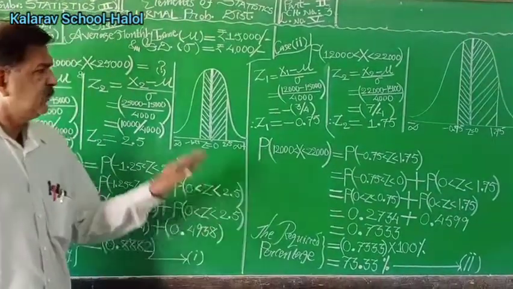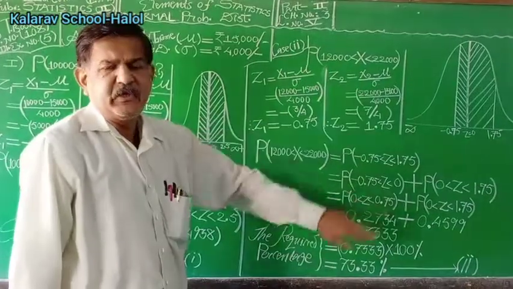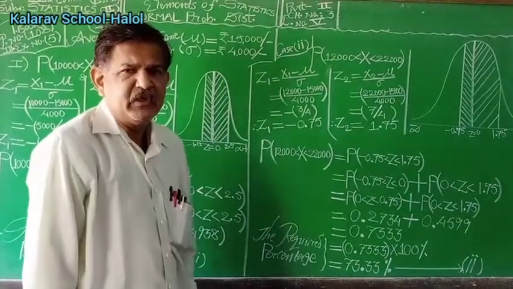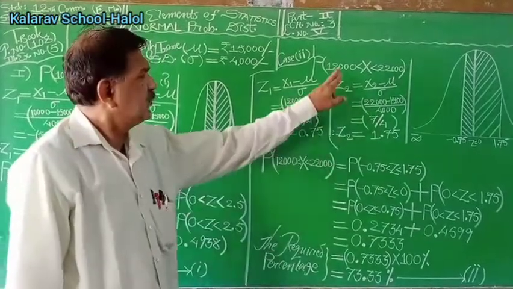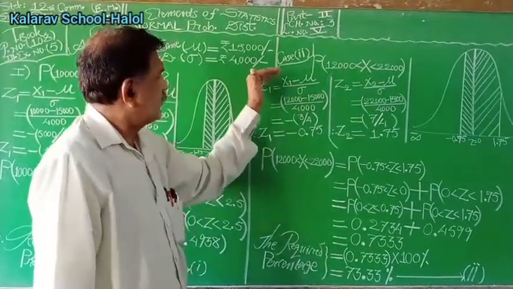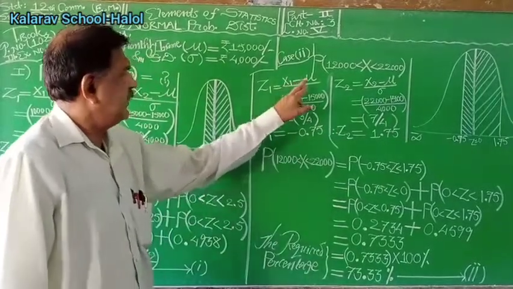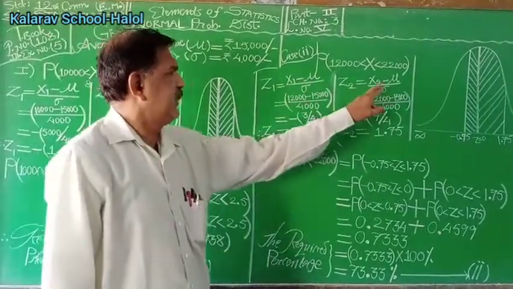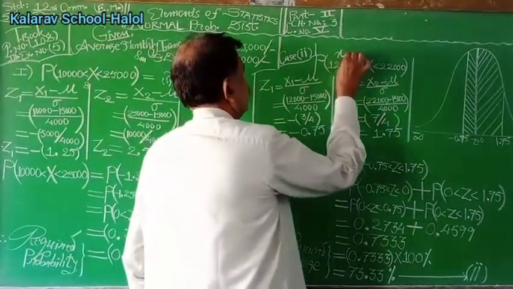The second case in this example, case number 2. Find out the percentage of persons having income between 12,000 and 22,000. Now this is also x1 and x2. From x1 we can obtain z1, and obtain z2. z1 is x1 minus mu upon sigma, z2 is x2 minus mu upon sigma. This is x1 and x2.